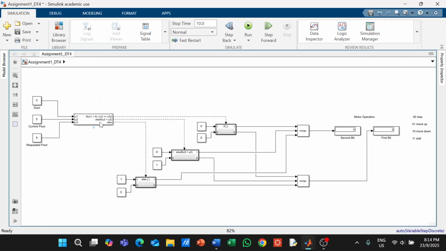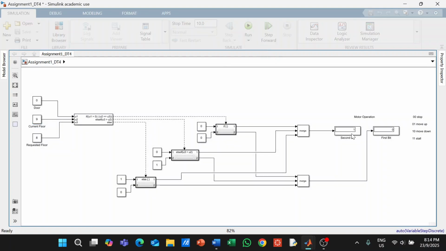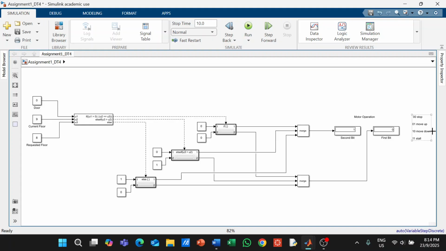And for the else if statement, if the requested floor is greater than the current floor, it means the motor has to move up. So I will get 0, 1, move up. And the else statement, which means that the current floor is greater than the requested floor, means the motor will have to move down. So I will get 1, 0, which means the motor will move down.